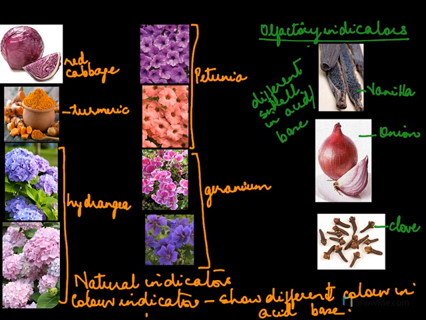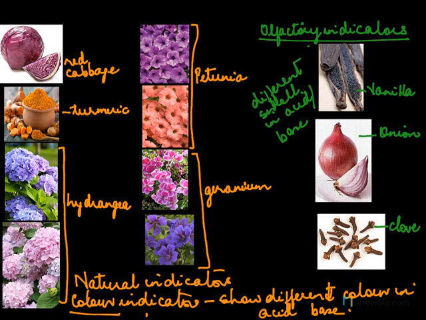So indicators, let's go over it again. We have two kinds of indicators. What are indicators? They show different properties in an acid or a base. We have the color indicators. Examples were red cabbage, turmeric, hydrangea, petunia, geranium. All these are color indicators. They give one color in an acid. You put them in a base, they show a different color.